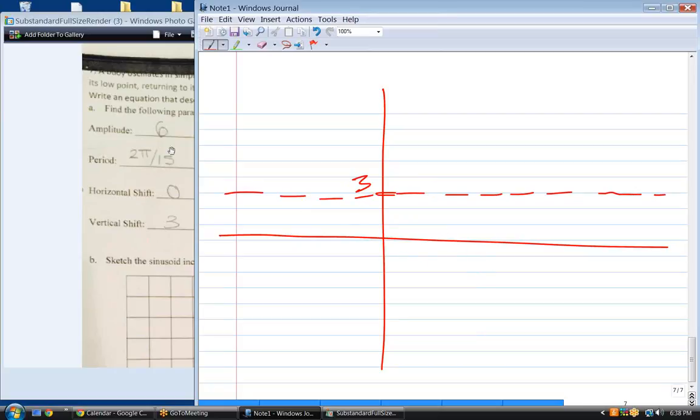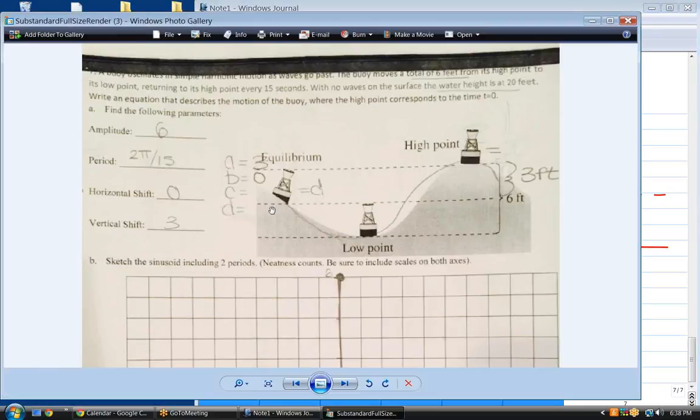Now I know that because the amplitude is 6, it goes up 3 more to its high point, and it goes down 3 to its low point. So this thing is going to go back and forth between 0 and 6. Giving it a vertical shift of 3, or D is 3. So the last thing we need to figure out is the horizontal shift or the phase shift.